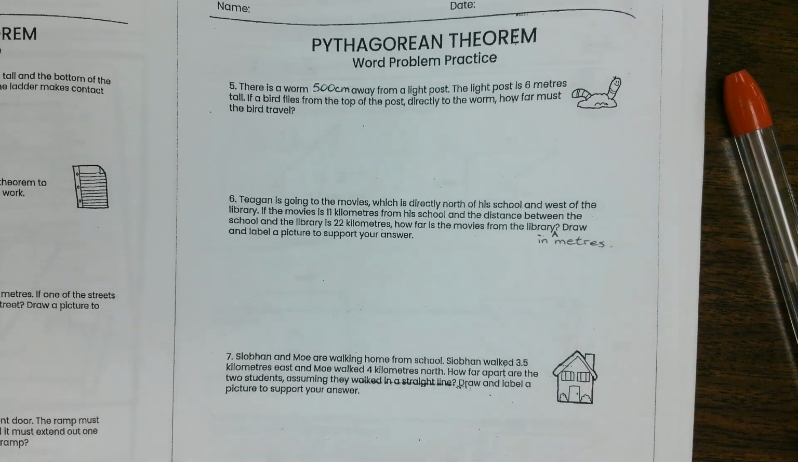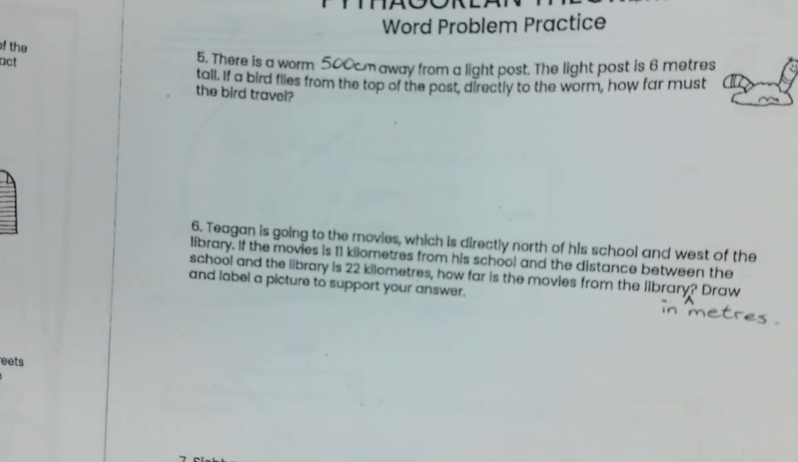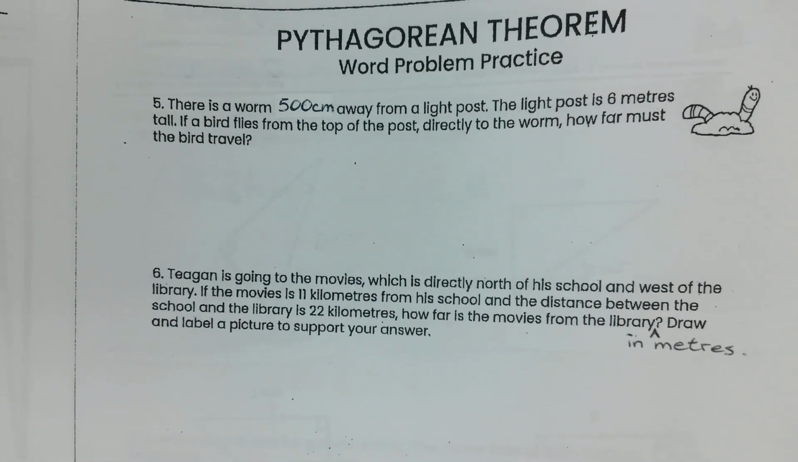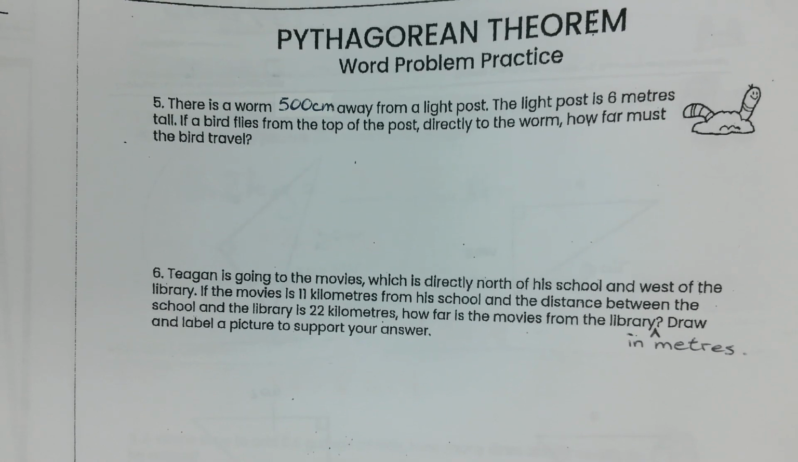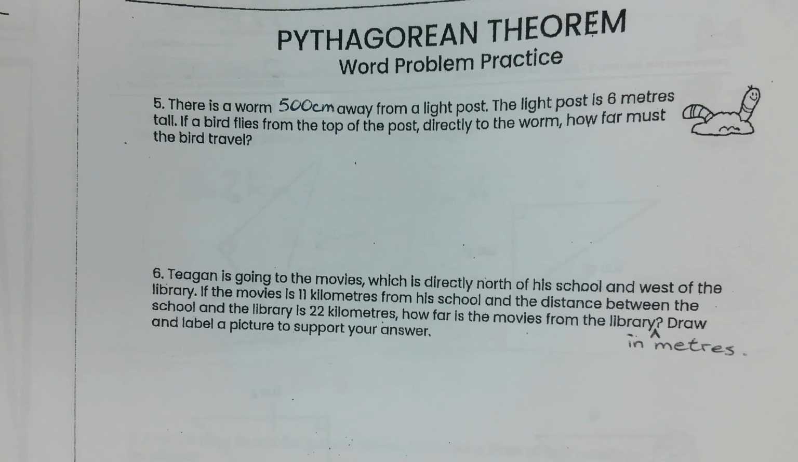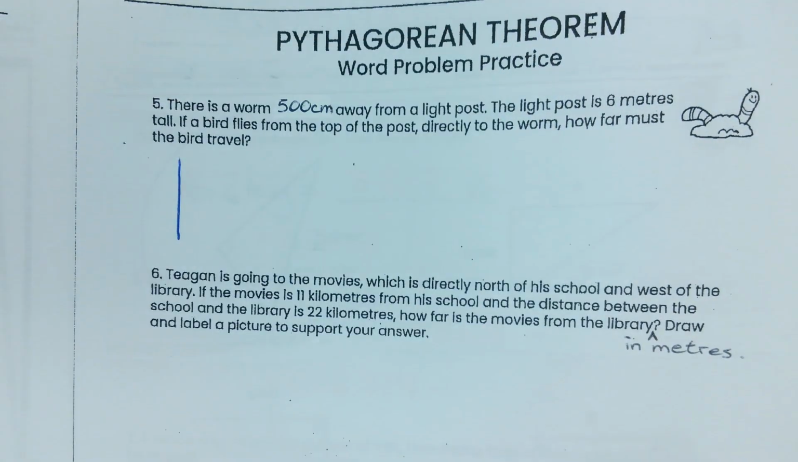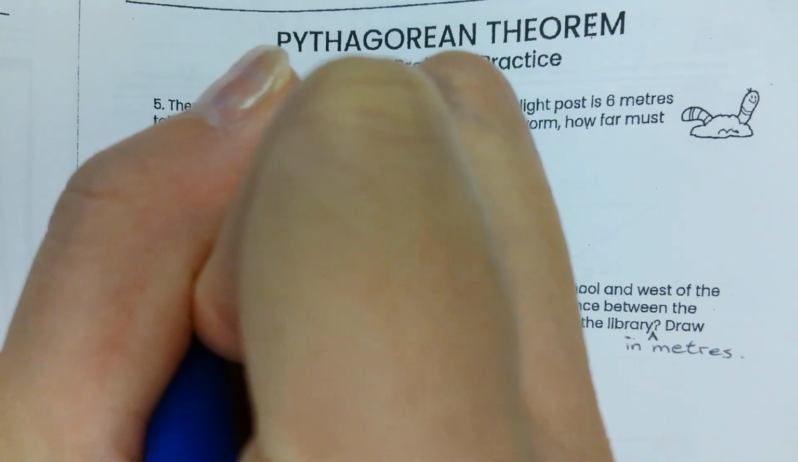Okay, so let's do a quick little recap. Take up number 5, 6 from the homework. There's a worm 500 centimeters away from a light post. The light post is 6 meters tall. If a bird flies from the top of the post directly to the worm, how far must the bird travel to eat that worm? All right, so you have your light post, which is 6 meters tall.